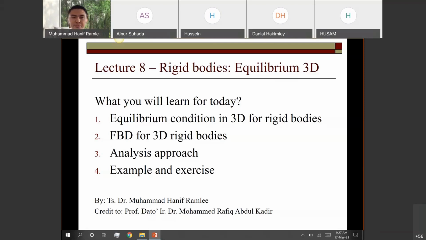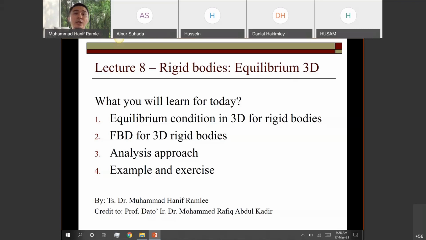Right. So just now, we learned about the equilibrium in 2D for the rigid body. This time we will learn about the equilibrium in 3D for rigid body. It is not really the same, it is a bit different, because it involves three dimensions. What you will learn in this lecture, first, is the equilibrium condition in 3D for rigid body.